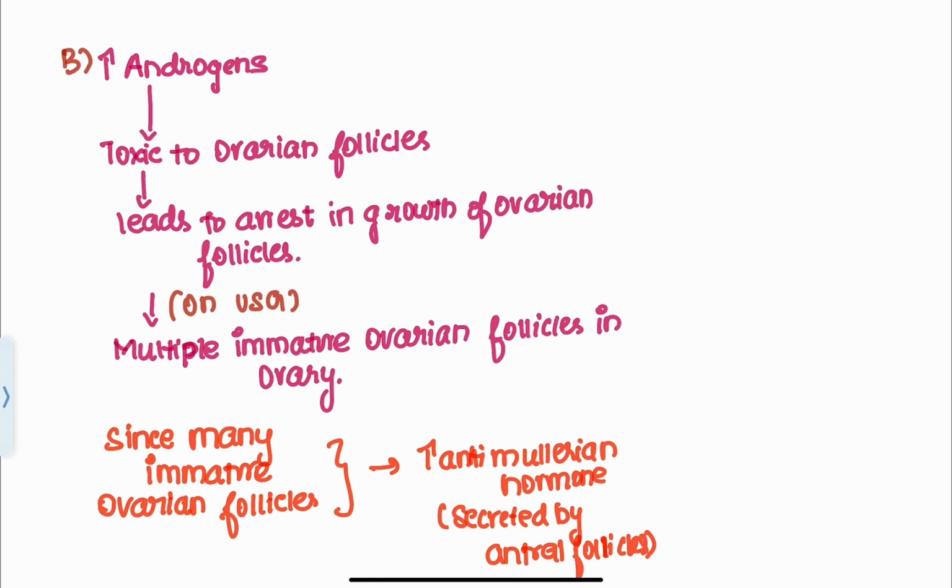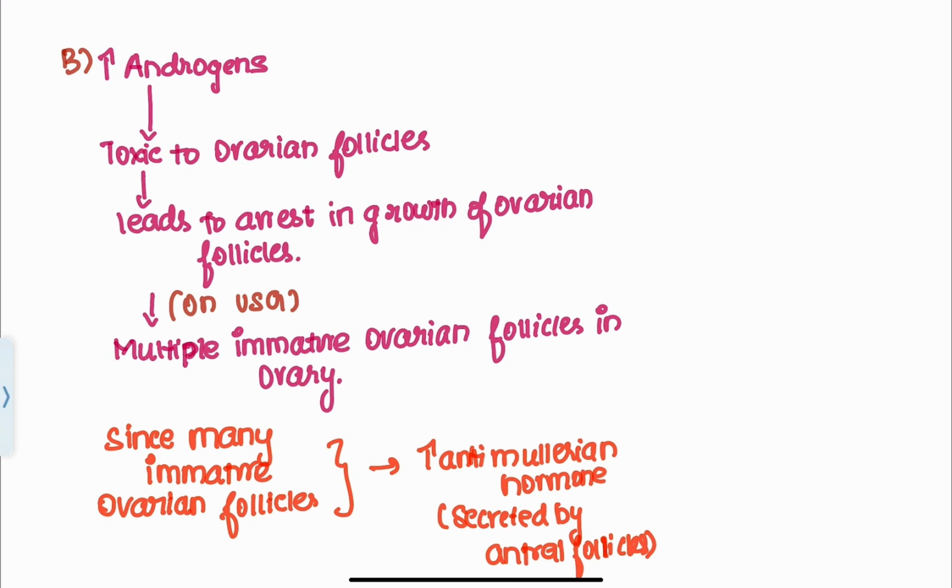Now, I told you in patients of PCOS, the main problem is that the ovary is producing an increased amount of androgens. So because of this increased amount of androgens, what is going to happen is that the ovary is going to have multiple ovarian follicles. Those are the immature ovarian follicles present in the ovary. So an increased amount of androgen is toxic to the ovarian follicles. Since it is toxic, all the ovarian follicles present in the ovaries are going to be arrested in growth.